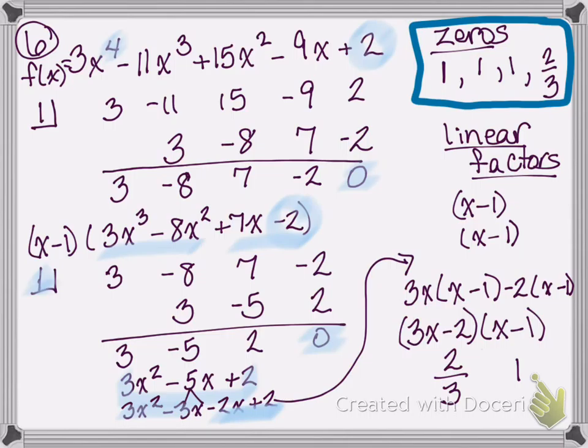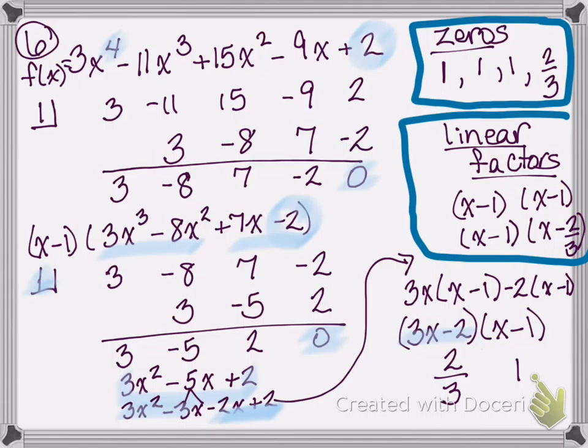Now my other factors I can write, so I've got another x minus 1. And it would be okay if I wrote 3x minus 2, but it would also be okay if I wrote x minus 2/3. Those are equivalent statements. So if you ended up writing this as one of your linear factors, that would be okay as well. So either one of those. But remember, this particular problem asked for its zeros and for its linear factors. And so that is the zeros and linear factors for this polynomial.